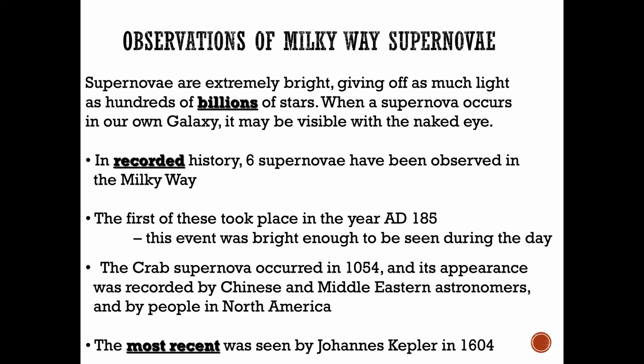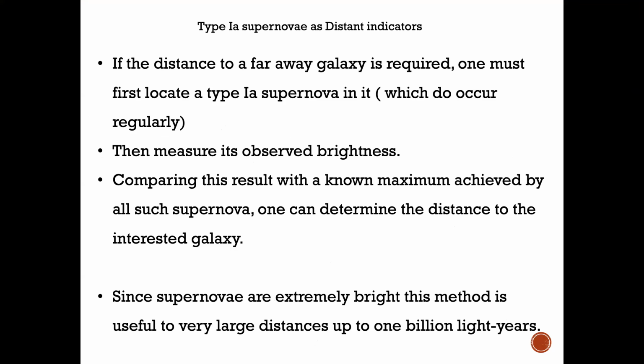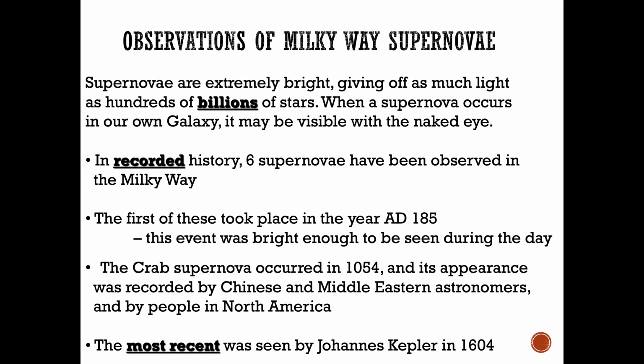Right, the next question is, now we know different types of supernovas and how type 1A supernova can be used to measure distances. Now let's see how we can observe these supernovas, right? If you consider supernovas, they are extremely bright, giving off so much light, probably equivalent to billions of stars. And because of that, when a supernova occurs in our own galaxy, we should be able to see it even with the naked eye, right?